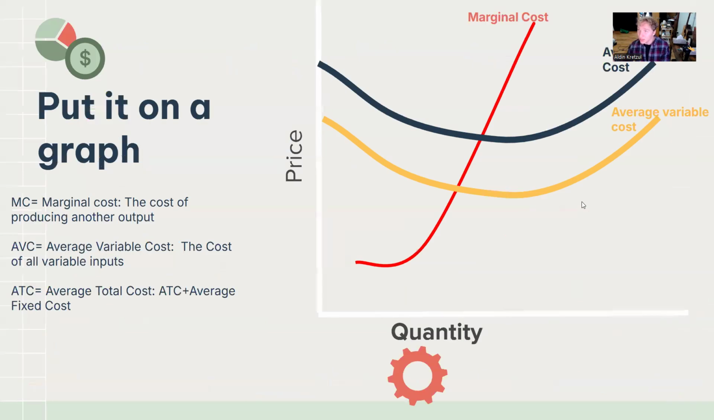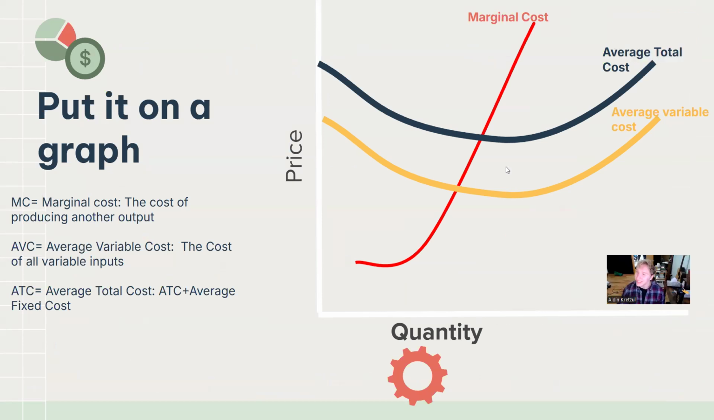All right, let's put this on a graph. Our marginal cost is the big red line. Our average total cost is this dark blue line. And our average variable cost, oh, I can move my camera here, is this yellow line. So what does that mean? That means that this is everything that we spend, which is average variable cost plus our average fixed cost, which is just one line right here, one line straight across. That's why these are equidistant.